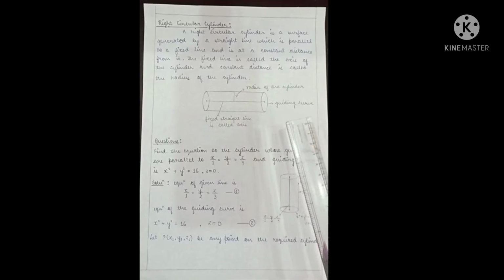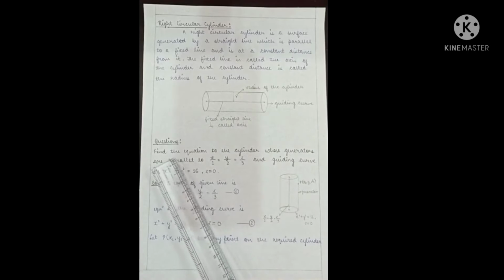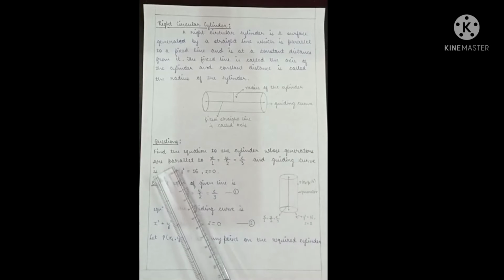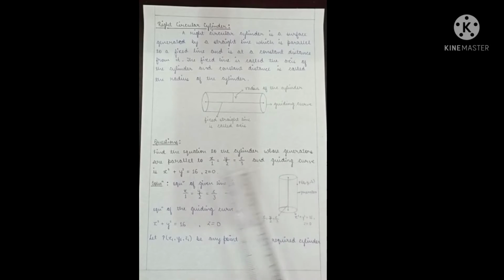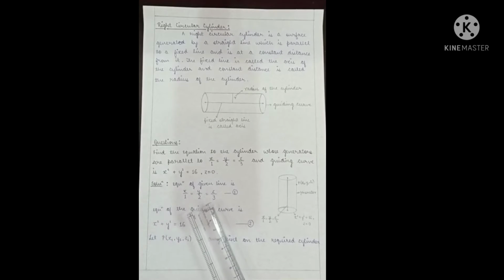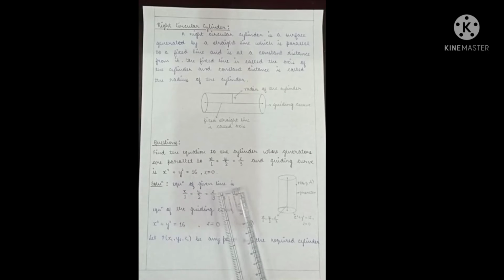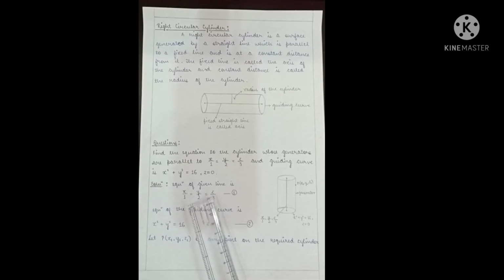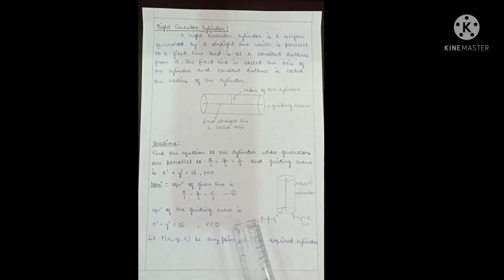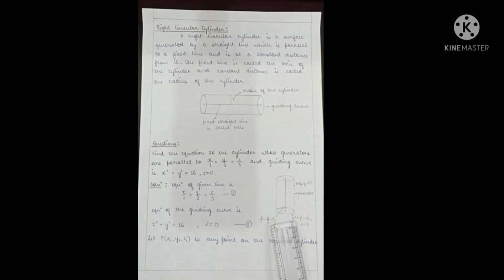Now some questions. We have to find the equation of the cylinder whose generators are parallel to this line. This is the fixed line and the guiding curve is this. So how to solve this question? The equation of the given line is x upon 1 equals y upon 2 equals z upon 3. In the diagram we can see this is the fixed line, and the equation of the guiding curve is x square plus y square is equal to 16 where z is equal to 0.